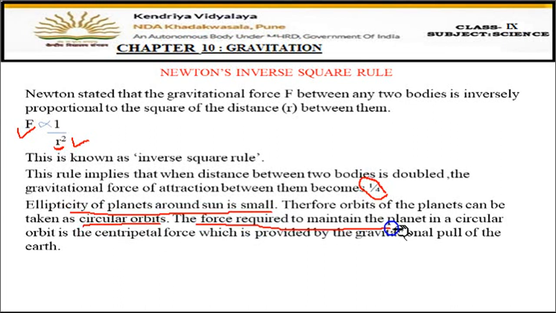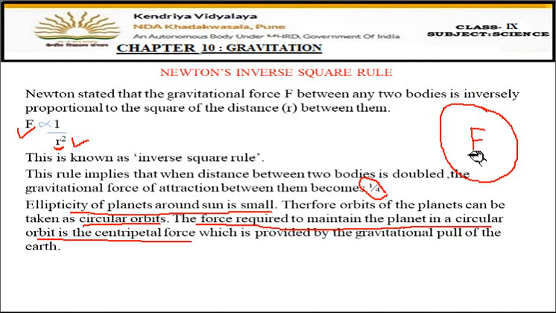The force required to maintain the planet in a circular orbit is the centripetal force. You have already studied that if something has to move in a circular path, then a central force is required which pulls the body towards itself, and only then will the body move in a circular path. So here the force is provided by the gravitational pull. A center-seeking force is always required for movement in a circular orbit, and that force is called the centripetal force. In the case of planets, it is provided by the sun. The sun provides the gravitational pull on the planet.